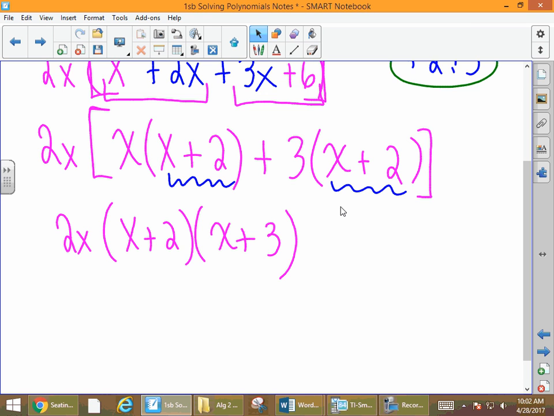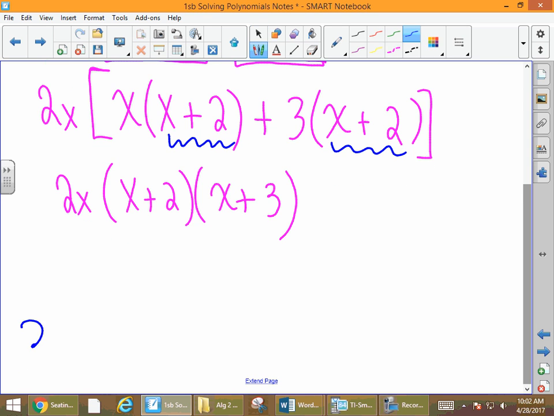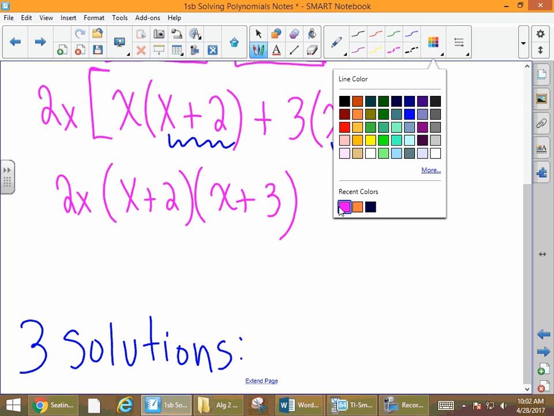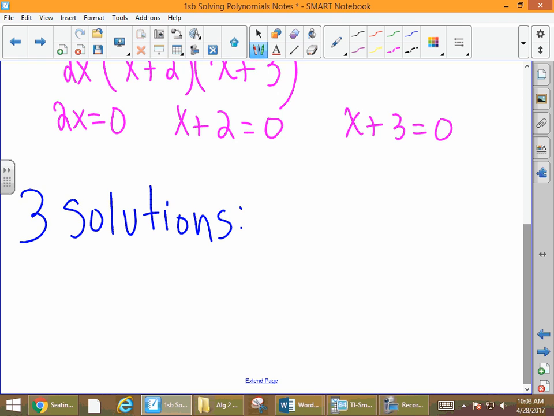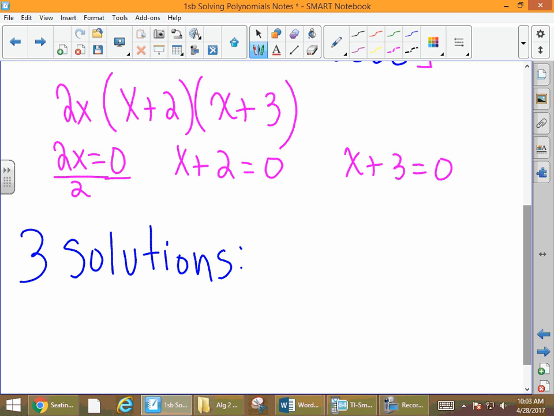A cubic polynomial is going to have 3 solutions. Again, the reason is the highest degree in the problem determines how many solutions we have. They can be real, they can be imaginary, but where they're going to come from is we're going to set 2x equal to 0. We're going to set x plus 2 equal to 0. And we're going to set x plus 3 equal to 0. And then we're going to divide everything by 2 in this particular case. So we get x equals 0. There's one of our roots.